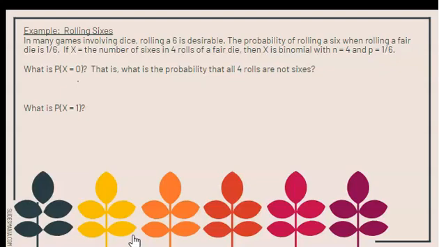All right, so then it asks me, what's the probability that X is 0, meaning I don't get any 6s? That is, what's the probability that in all 4 rolls there are no 6s? All right, so let's map this out. Let's think it through.